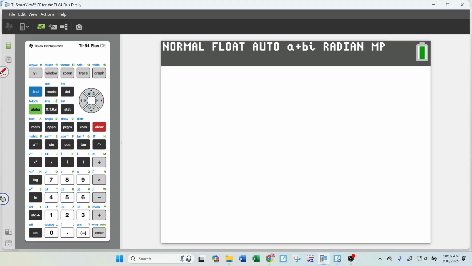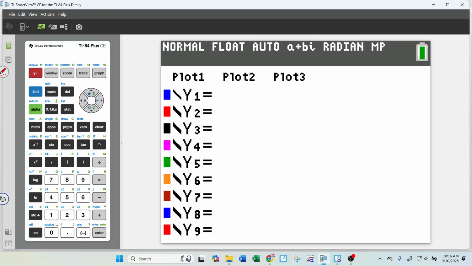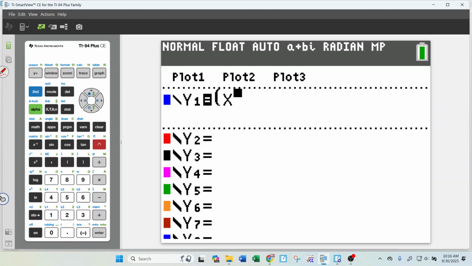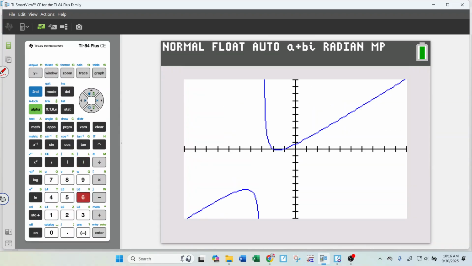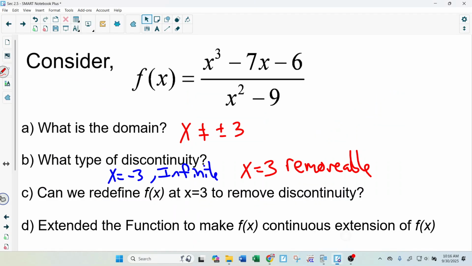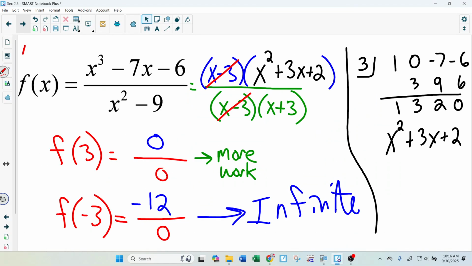Now, let me go to the calculator to help us visualize what we got here. So this is x cubed minus 7x minus 6 divided by x squared minus 9. Right there we can see what happens at -3. We get a vertical asymptote, which is what we got because you got -12/0. So we have infinite. That matches up with the graph.